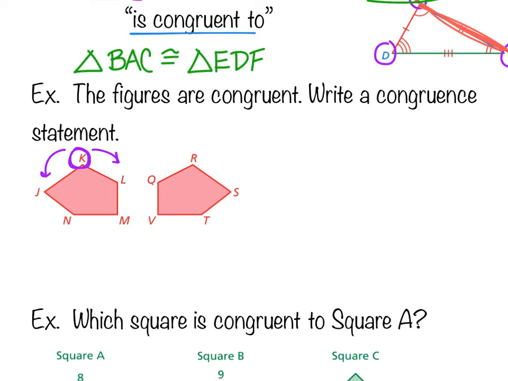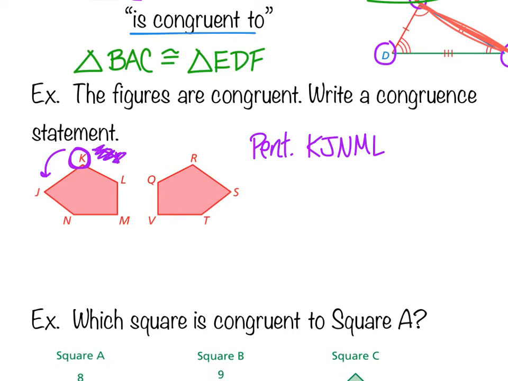So I couldn't go pentagon K, N, L, J, M. That just doesn't make sense. I could not do that. I've got to pick a side or pick a vertex and then go either counterclockwise or clockwise. So I can say pentagon, and I'll just abbreviate that P-E-N-T, pentagon K, J, N, M, L. Okay, and so I went counterclockwise there.